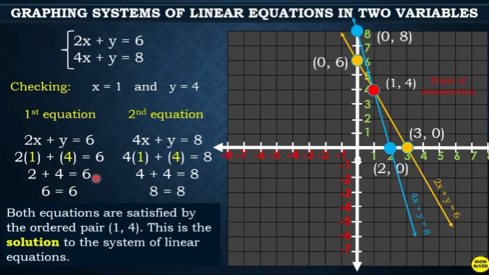So, tatandaan, both equations are satisfied by the ordered pair (1, 4). Therefore, this is the solution to the system of linear equations. So, kapag nag-satisfy siya doon sa ating dalawang equations, then yung (1, 4) mo is the solution of the system of linear equations. Hindi lang po linear equation, ha? System po. Dalawa po sila. Okay? So, again, paano makukuha ang solution kung ano po ang intersection? So, since isa lang po ang intersection natin, therefore, we only have one solution for intersecting lines.